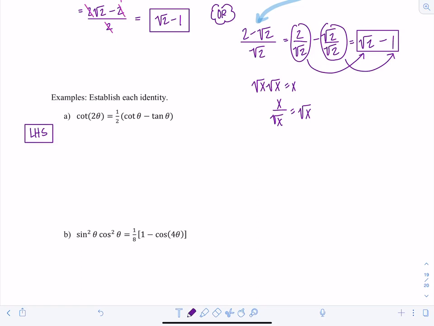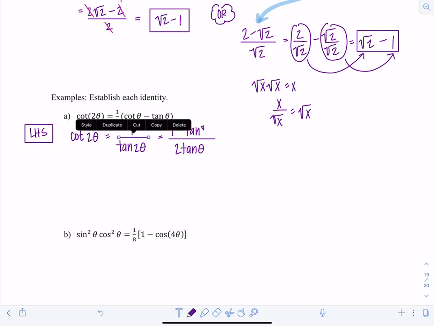So cotangent of 2 theta, I did not give you a formula for cotangent of 2 theta, and that's because it's just 1 over tangent 2 theta. So you can take the double angle formula for tangent and use its reciprocal for cotangent 2 theta. So that means 2 tan theta is going to be in the denominator, and 1 minus tan squared theta is going to be in the numerator.